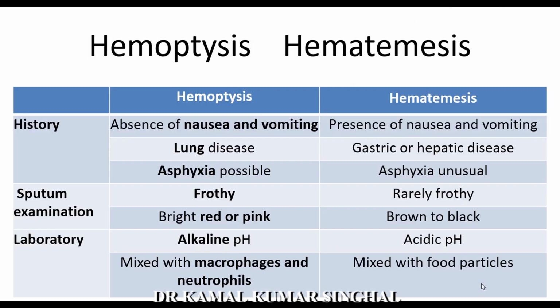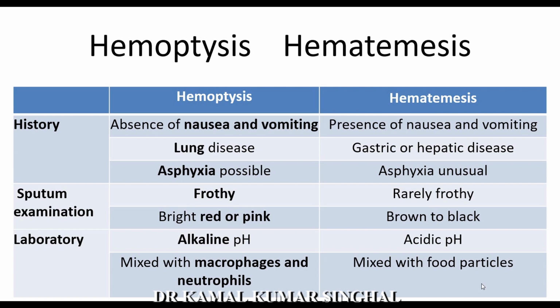Another difficulty in pediatrics is to differentiate hemoptysis from hematemesis. Hemoptysis is bleeding from the lungs and hematemesis is from the GI tract. There are pointers on history which will help us differentiate between these two. In hemoptysis, the nausea vomiting is absent. The primary disease is lung and asphyxiation is possible. In hematemesis, on the other hand, there is presence of nausea vomiting. The primary disease is either gastric or hepatic and asphyxia is unusual.